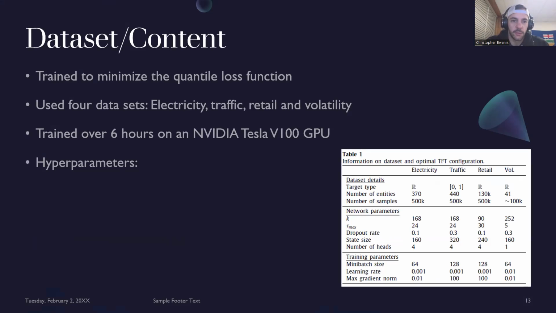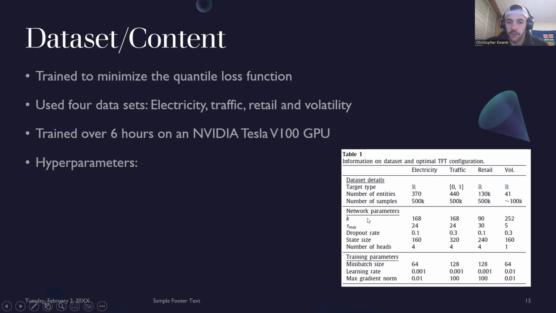First off, on our performance, what we're doing here is training to minimize the quantile loss function, which is just another loss function, but it's based on quantiles. We're looking at, I think, the 10th, 50th, and 90th quantile in this one. There are 4 different data sets used: electricity, traffic, retail, and a volatility one. And it was trained for 6 hours on an NVIDIA Tesla V100 GPU.